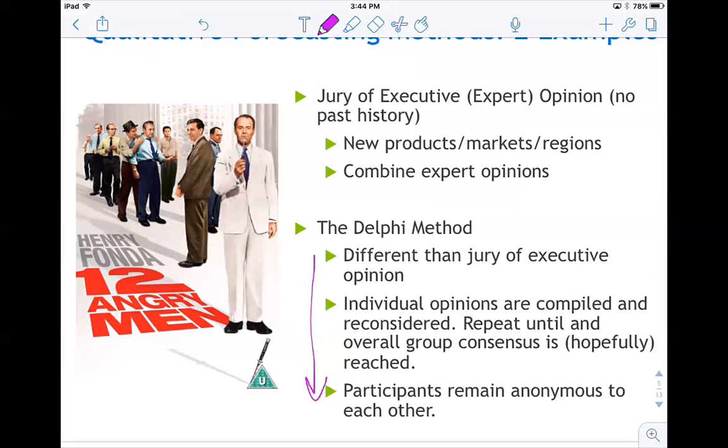Okay, that is the only difference between the Delphi method and the jury of executive opinion method, right? So there's a really nice movie that I can recommend you to watch. It's called 12 Angry Men. It's an old movie, but I really like it. It demonstrates a nice approach for implementation of the Delphi method, I believe.